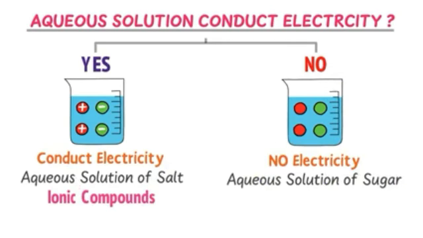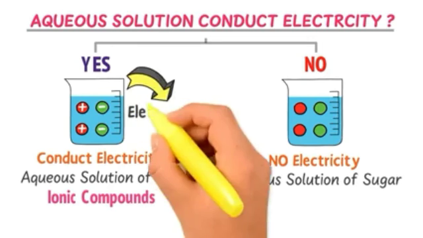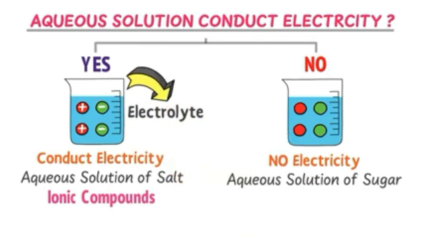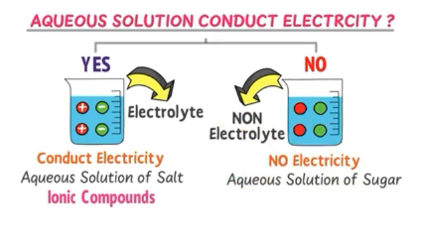Remember that those aqueous solutions which conduct electricity are called electrolytes. For example, the aqueous solution of salt is also known as an electrolyte, while those aqueous solutions which do not conduct electricity are also called non-electrolytes. For example, the aqueous solution of sugar is also known as a non-electrolyte.